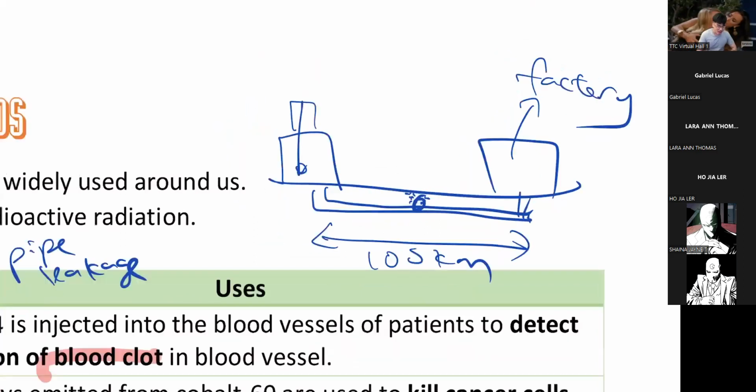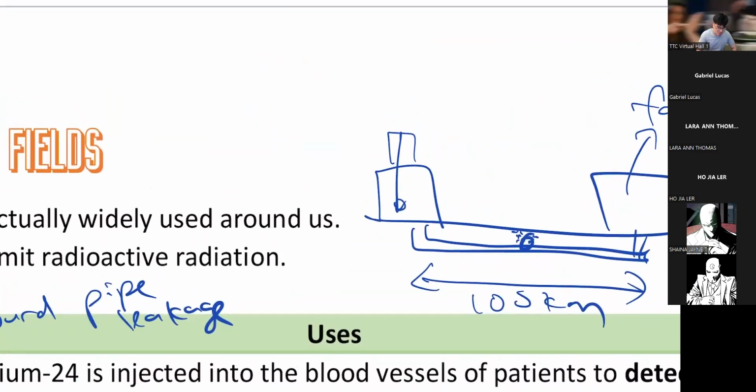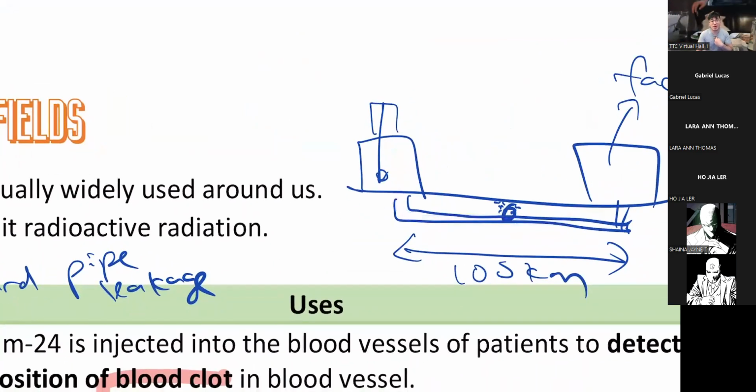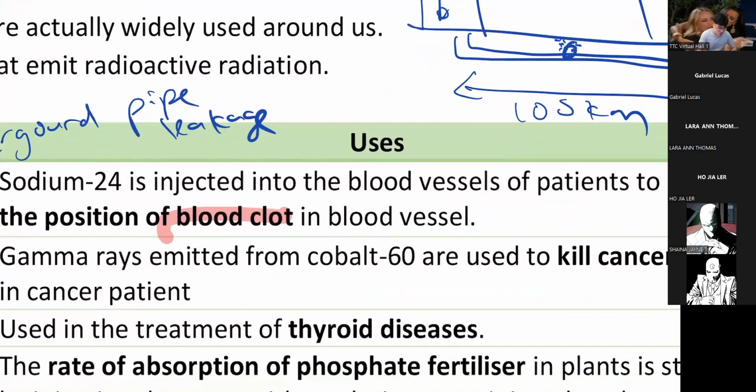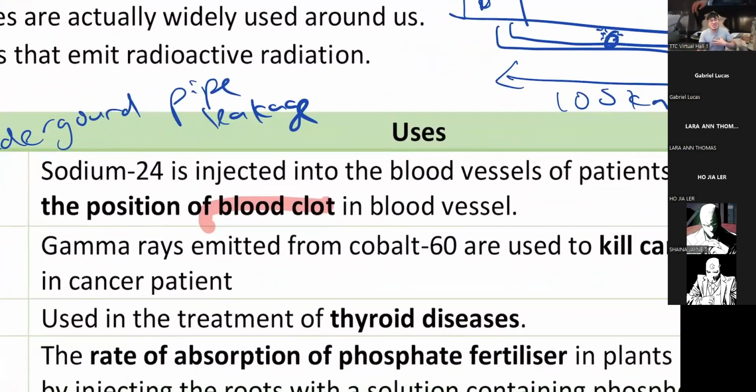Not only can we use it on underground pipes, we can use it on our body pipe, which is our blood vessel. So we can use it to detect blood clots. Let's say now you get a heart attack. There's a blood clot in your heart. The doctor has no idea where it is. So they will ask you to drink this sodium 24 and then they will put you inside an MRI machine. You know what an MRI machine is?